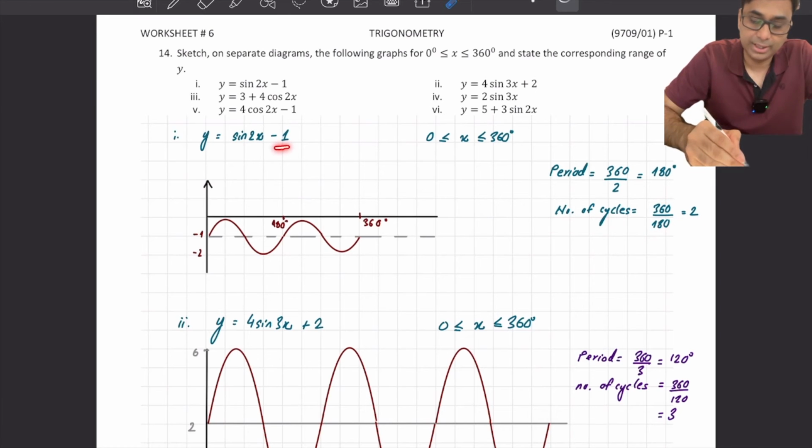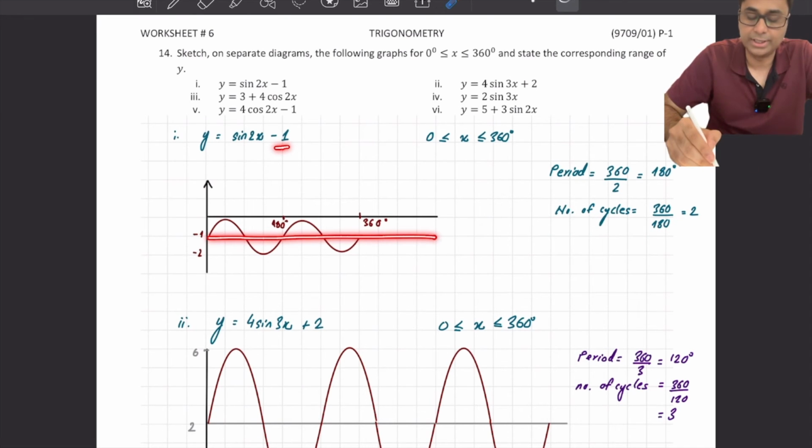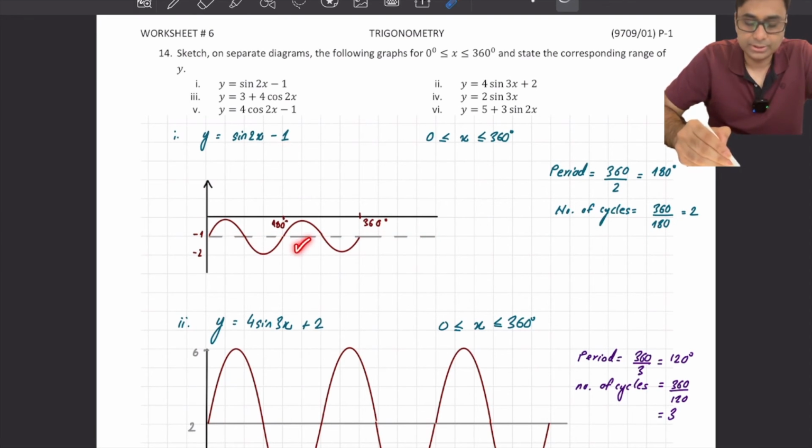The central line is minus 1, so I made a central line at minus 1. Make sure that this is a dashed line and not a solid line, because this is not part of your graph. So once you have made a central line at minus 1, you have to sketch a graph of amplitude 1. So it goes 1 up and 1 down, and you have to make two cycles. So we just made two cycles with an amplitude of 1.